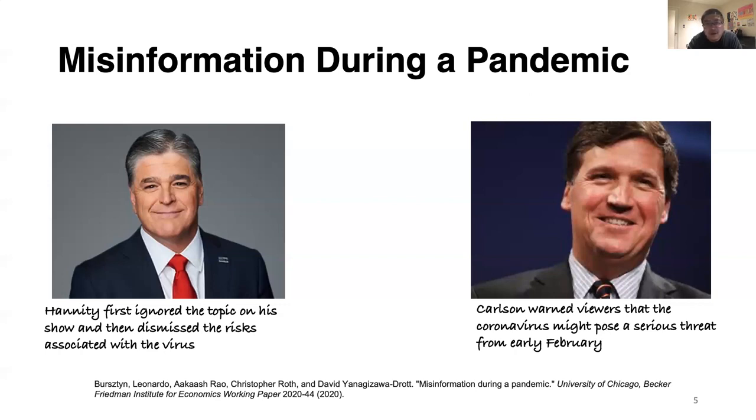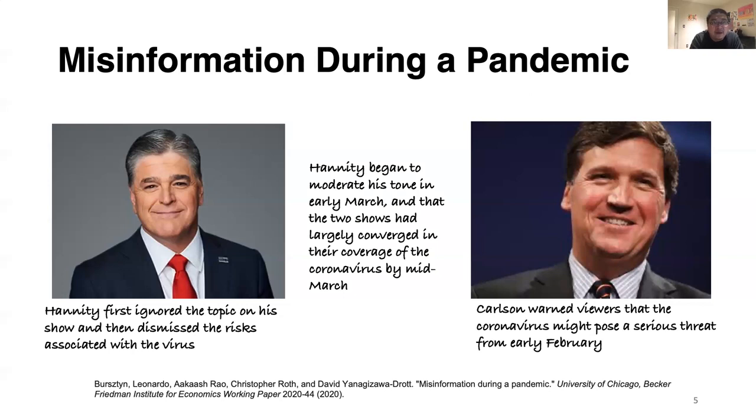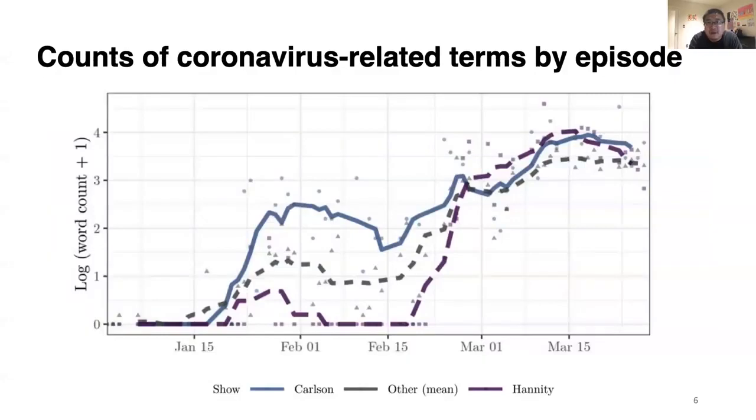And Carlson warned viewers that the coronavirus might pose a serious threat from early February. Hannity began to moderate his tone in early March, and the two shows had largely converged in their coverage of the coronavirus by mid-March. This is a figure showing the counts of coronavirus-related terms, including coronavirus, COVID, virus, influenza, and flu, separately for Hannity and Tucker Carlson Tonight.